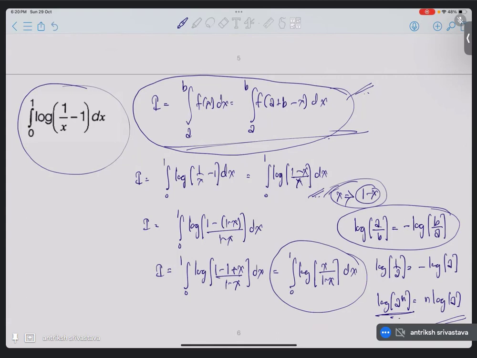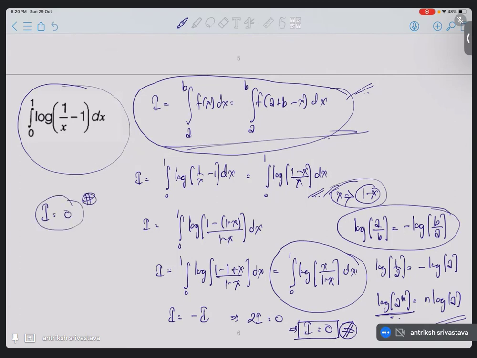I is nothing but equal to minus I. That means 2I is equal to 0. That means I is equal to 0. So this answer can be asked in a numerical integral type question. I is equal to 0. The answer for this question is 0.